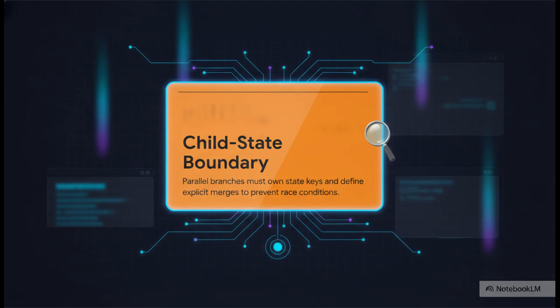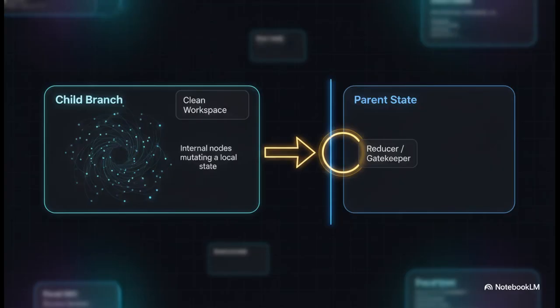Parallel branches must have explicit ownership of specific state keys. Unless you explicitly model the pattern, you have to define explicit merge behavior to prevent these branches from corrupting your application state. The mindset shift here is so important. You really have to treat every single child branch or sub-application like its own perfectly clean, isolated little workspace. It does its job, it mutates its own local state, and it only interacts with the parent application by handing a structured payload back up to the reducer. The reducer is essentially the gatekeeper, deciding exactly what gets to enter the parent state.